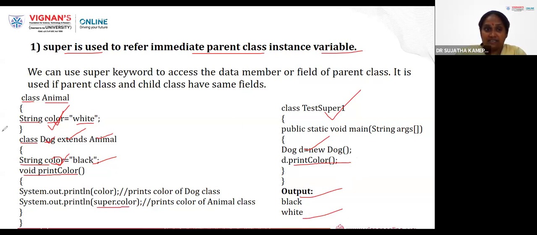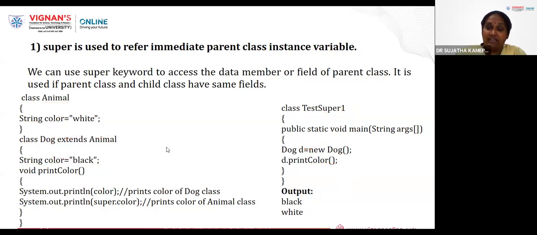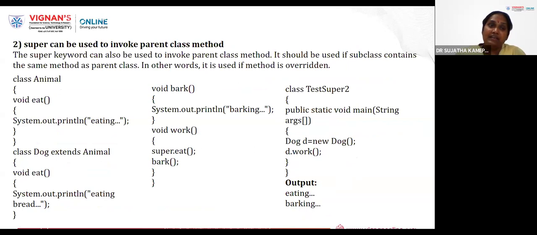So this is how we can use super with a variable, right? Next one, super can be used to invoke parent class method. It can be used not only to access the variables of parent class, it can also be used to invoke parent class method, right? Now here I am showing you an example for that.